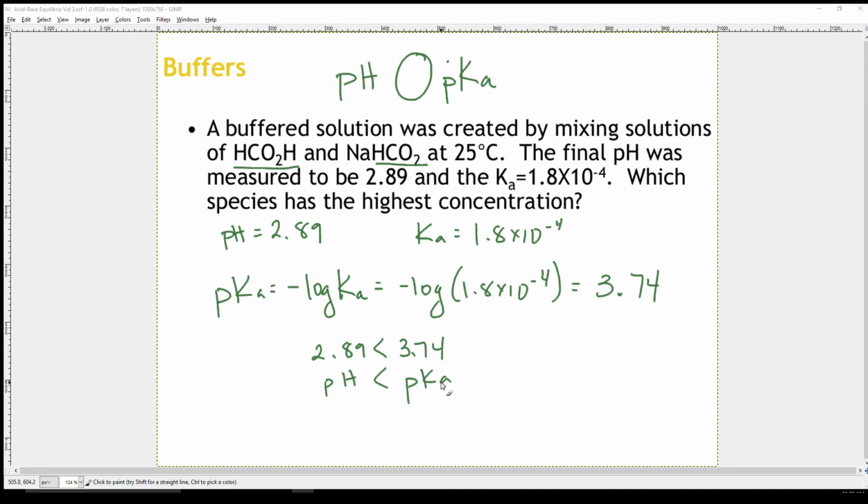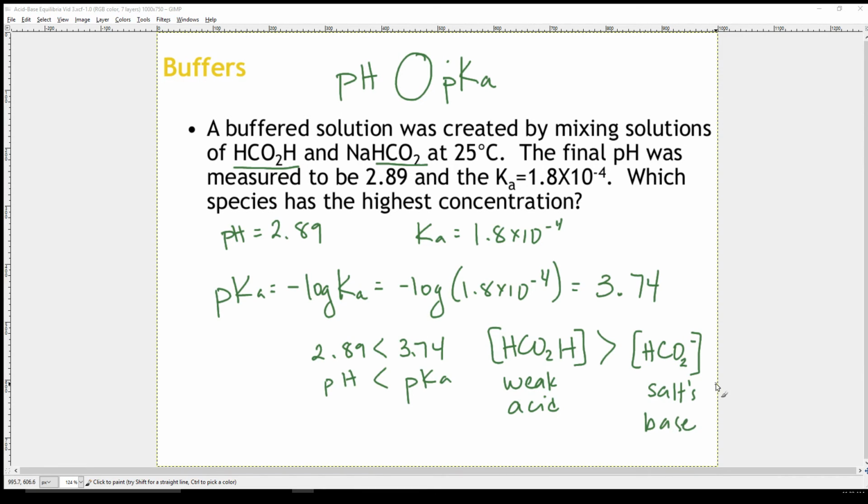So if my pH is less than my pKa, that means that my weak acid is higher in concentration than the salt's base. In other words, my concentration of acetic acid is greater than its base, which comes from the salt and partially from itself. So weak acid, salts, base. Okay, cool. Let's go on.